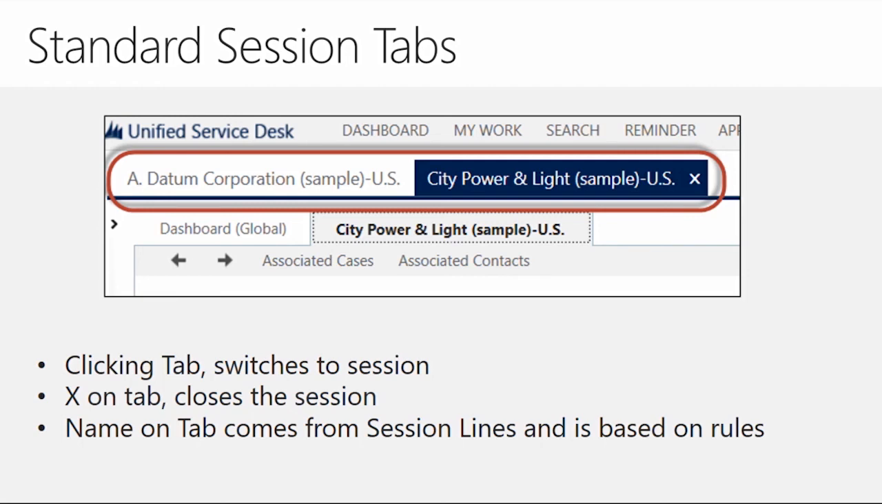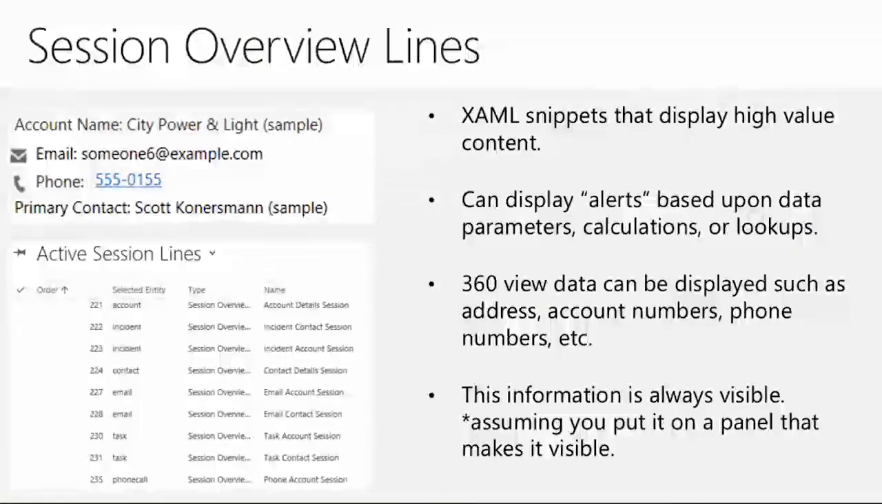At the same point, when I open up a specific record or a specific item, a lot of times I want to be able to see additional information. So I'm opening up the account City Power and Light, but now I'm going to switch over to their case when I'm working through it. When I switch over to their case, I might not have an email address or a primary contact or a phone number or their Facebook information or any of that information on the contact record.